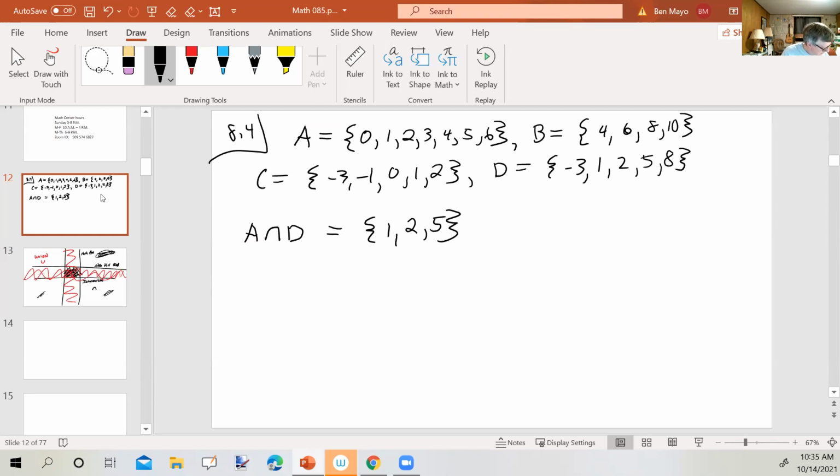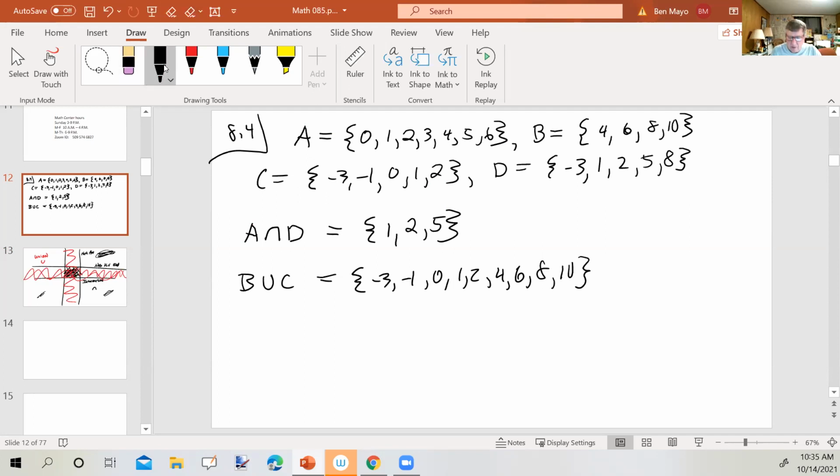Okay, let's take a look at this one. B in union with C. So we want the union of B and C, which means all of B along with all of C. Let's see. We've got -3, -1, 0, 1, 2, 4, 6, 8, and 10. Here we go. So the union of B and C are all of B along with all of C.